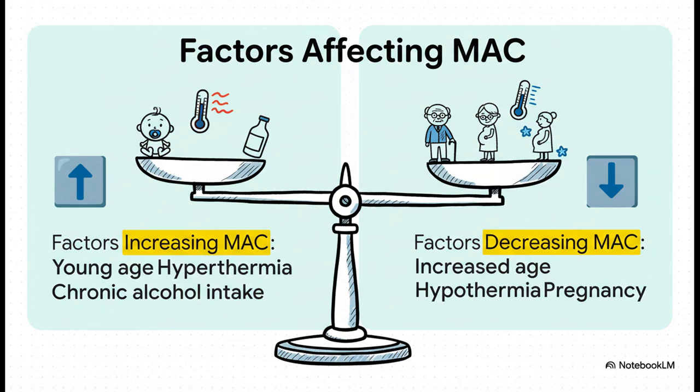Now this is absolutely crucial. MAC is not some fixed, magical number. It's a starting point. It's an average for the population. You have to tweak it for every single patient. And this slide, this is a guaranteed exam question, so listen up. The rule of thumb is simple. Things that speed up the body's metabolism, like being young or having a fever, will increase the MAC you need. And things that slow metabolism down, like older age or being cold, will decrease it.